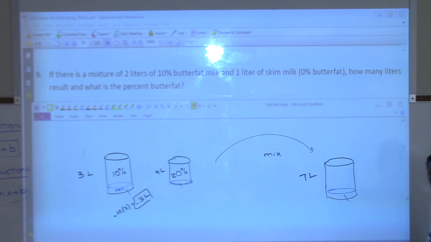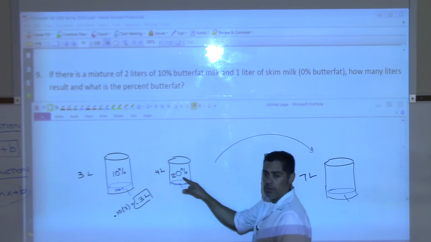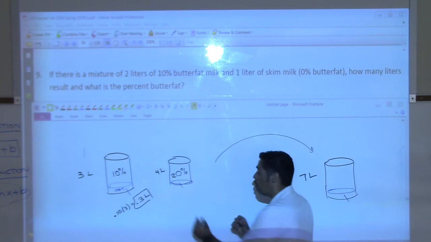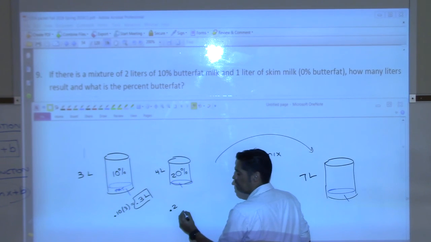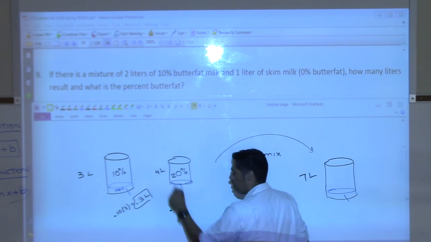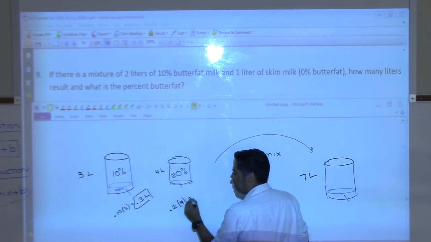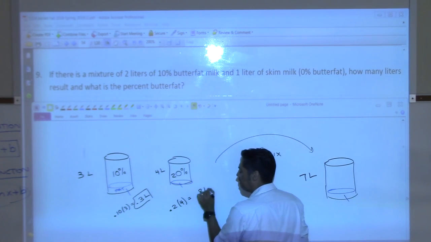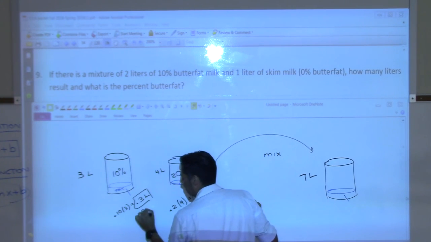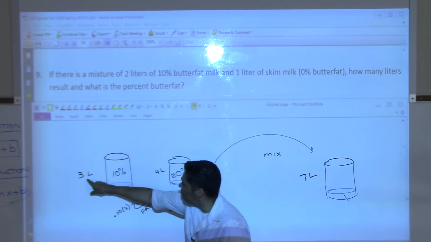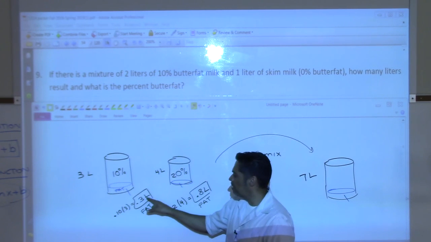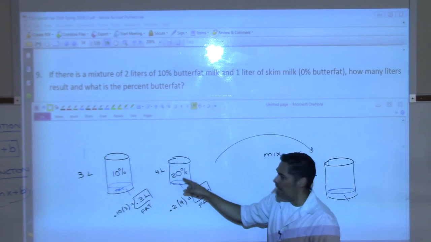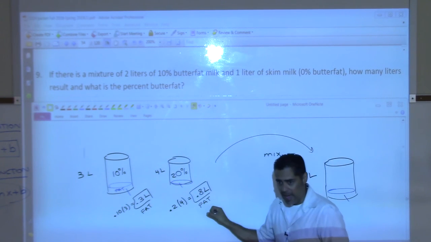Elizabeth, how much fat do I have in the second container? 20%. So in liters, 0.2 times 4, which is going to be 0.8 liters. That's how much fat I have here. So of the 3 liters that I have in this mixture, 0.3 liters of it is fat. Of the 4 liters I have here, 0.8 liters of it is fat.